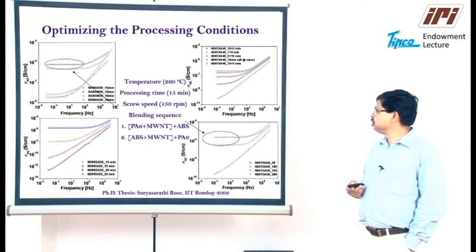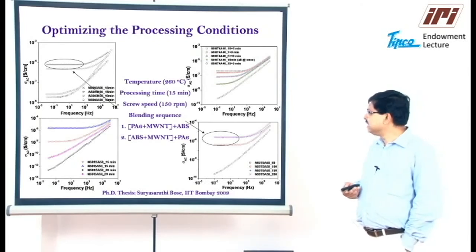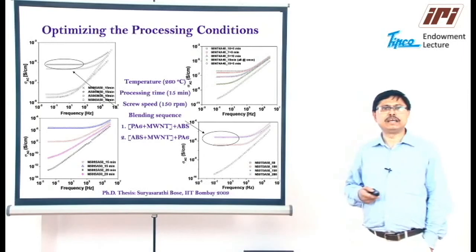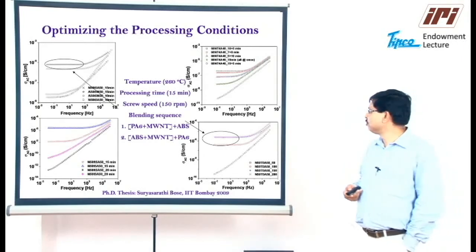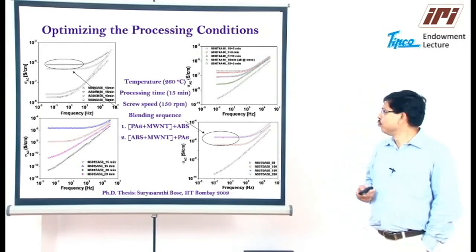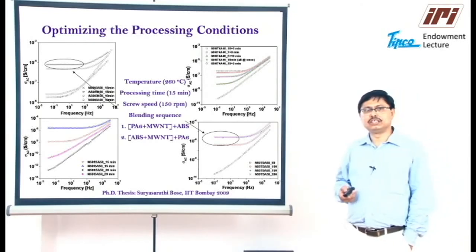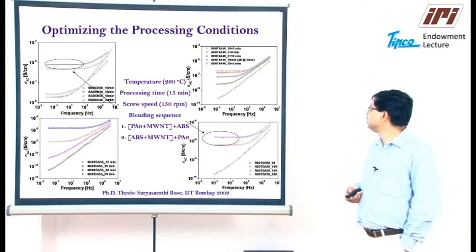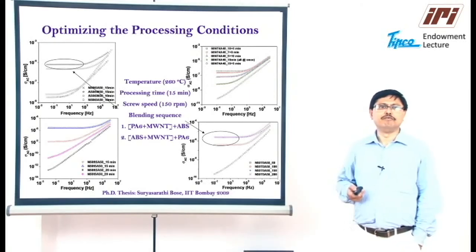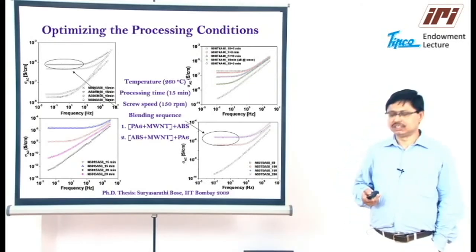It has also been shown that for blending sequence 1, where the polyamide 6 is mixed with the multi-wall carbon nanotubes followed by the ABS, and blending sequence 2, where the ABS is mixed with the multi-wall carbon nanotubes followed by the PA6, we can find a difference in the electrical conductivity under various optimized processing conditions.